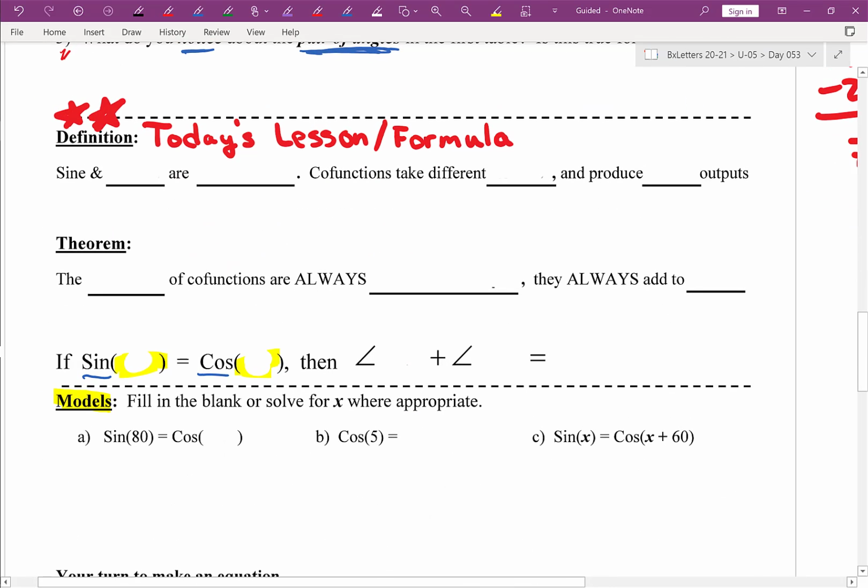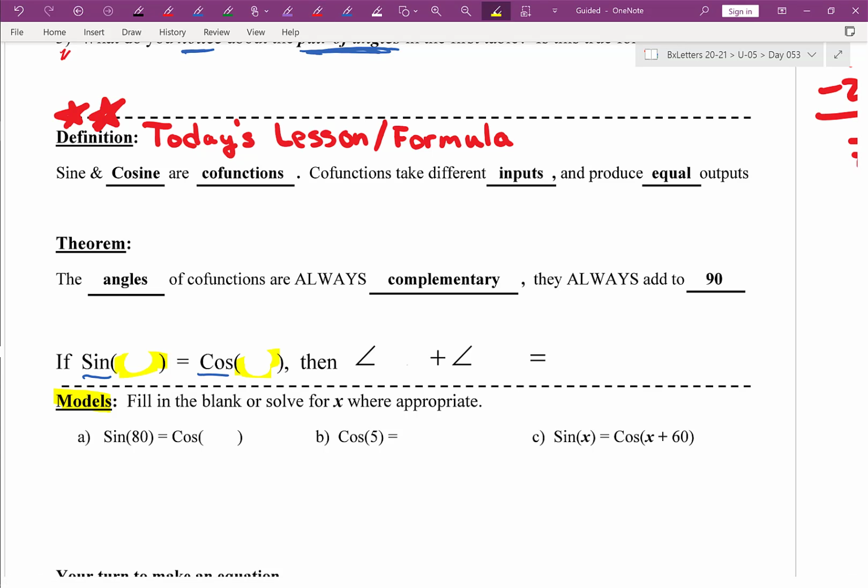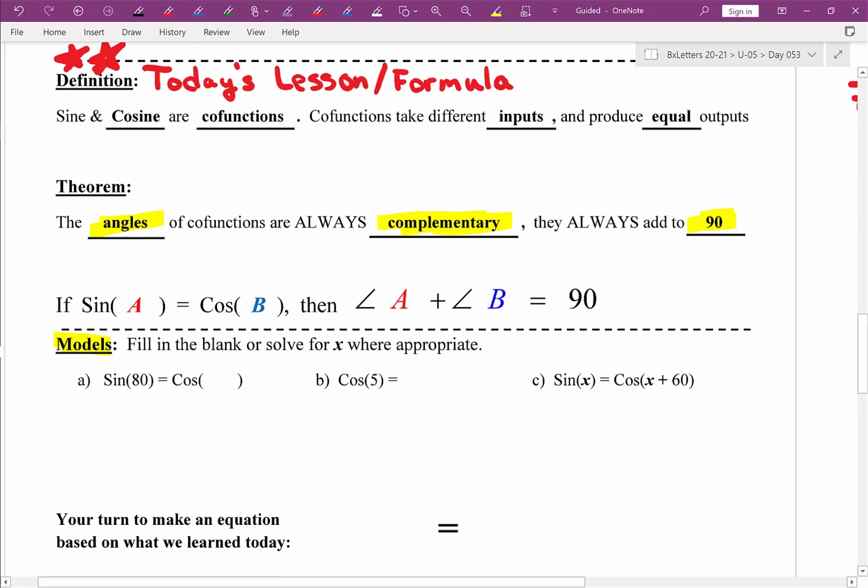All right. Sine and cosine are cofunctions. Cofunctions take different inputs and produce equal outputs. The theorem for today, which we kind of just covered, is that the angles of cofunctions are always complementary. They always add to 90. And how do you use this? Well, for example, the sine of A will always equal the cosine of B. Then that means that angle A and angle B have to add up to 90.